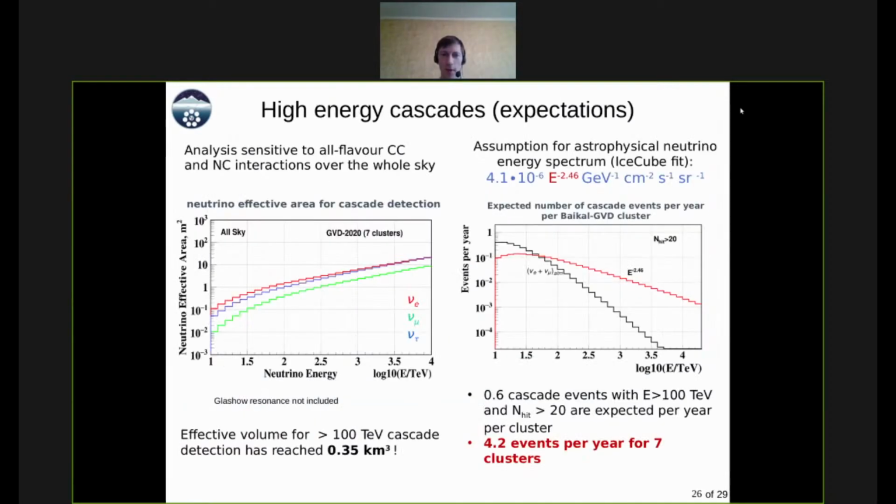For the cascade analysis, we expect, as I said, an effective volume of about 1/3 cubic kilometer with a threshold of about a few TeV. The majority of events are around 30 TeV from atmospheric neutrinos. Basically, the median energy is probably about 30 TeV. From astrophysics, we expect to be able to see astrophysical neutrinos above 50 TeV or so. That astrophysics should dominate, and above 100 TeV, mostly we should see astrophysical neutrinos. In total, we expect about four events per year for a seven cluster detector from astrophysics.